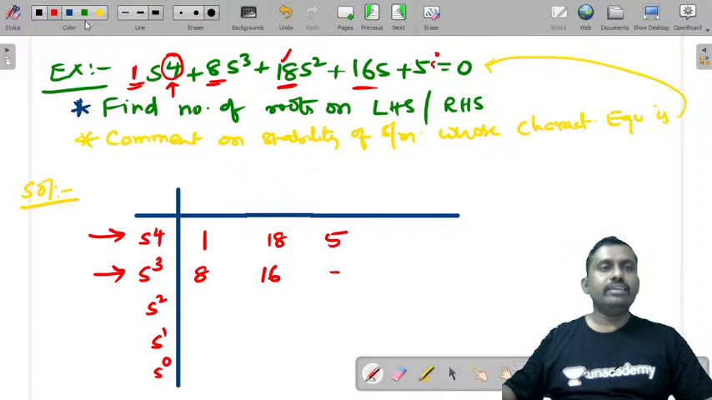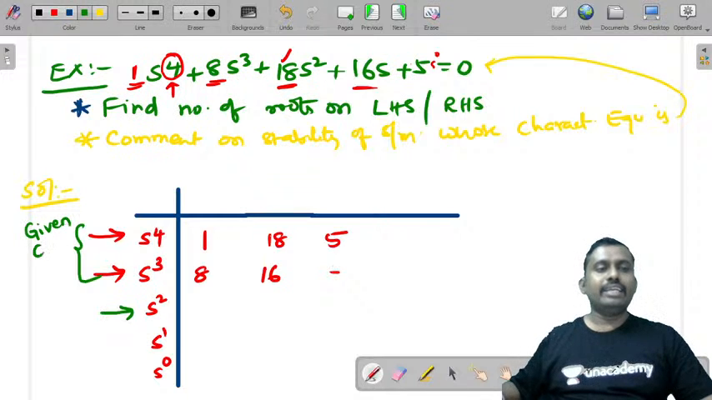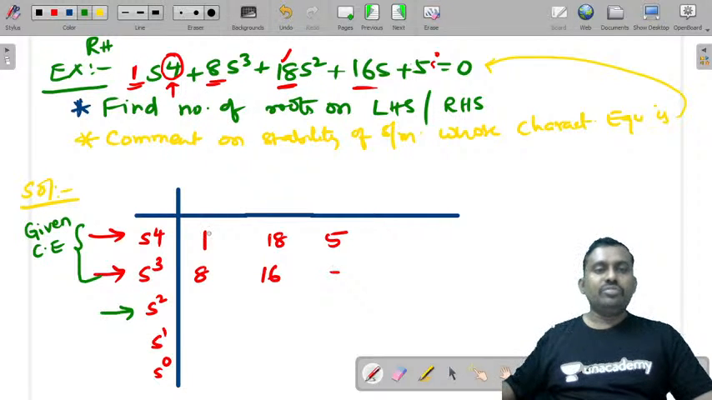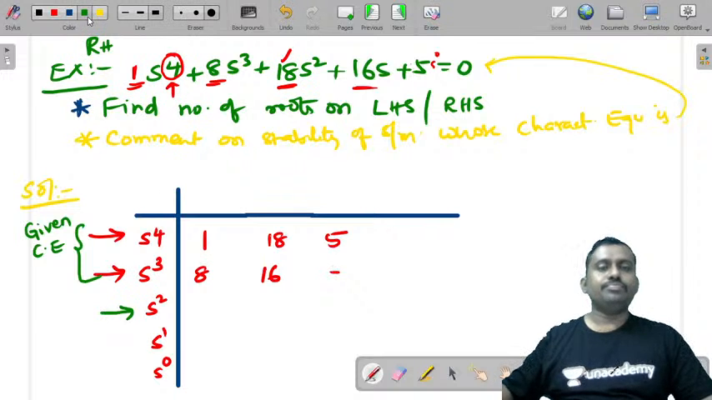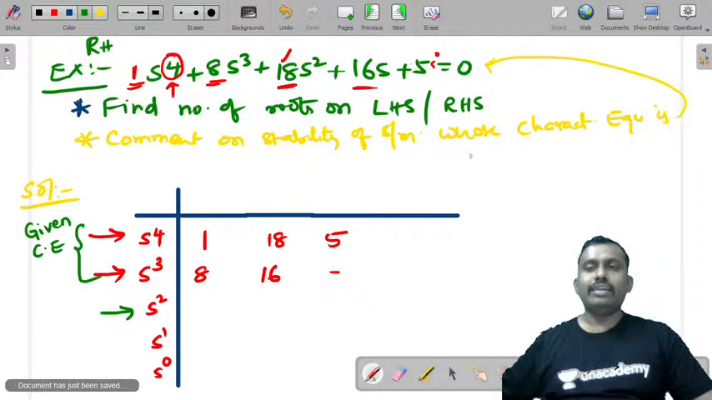And how to find s square? Always remember, the first two rows have to be completed from the characteristic equation. And from the third row, you will have to calculate from the given two rows. This is the procedure of RH criteria. So the third row will have to be calculated from the above two rows. I'll tell you how to calculate that.